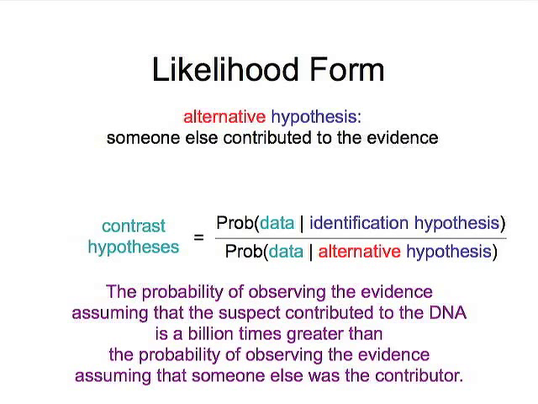You do what statisticians and computers love to do. You contrast hypotheses and say, well, that's easy. The likelihood ratio is the probability of the data, given the identification hypothesis, divided by the probability of the data given the alternative. And in English, you might say something like this: the probability of observing the evidence, assuming that the suspect contributed to the DNA, is 1 billion times greater than the probability of observing the evidence, assuming that someone else was the contributor.